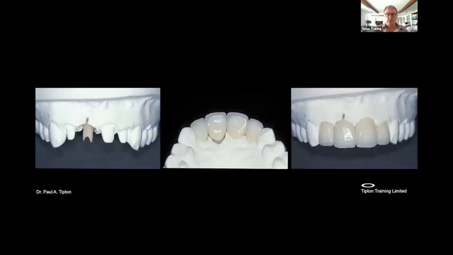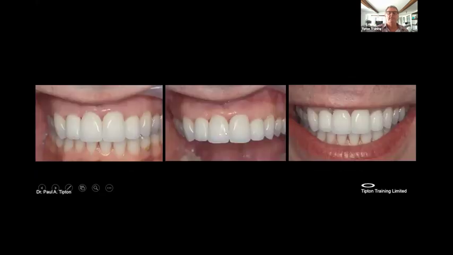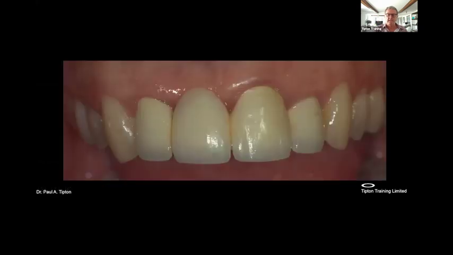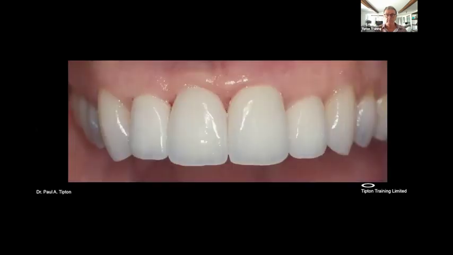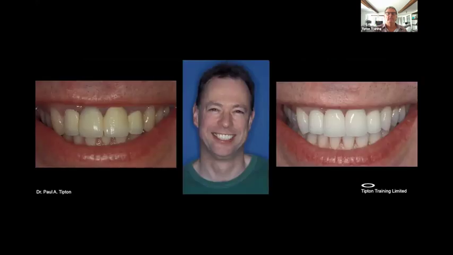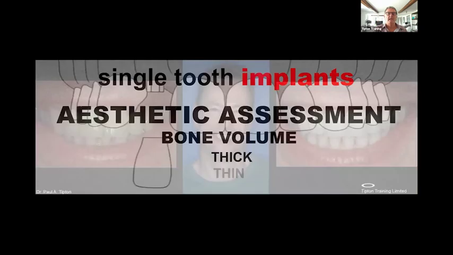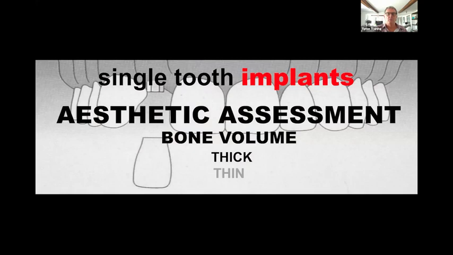If I've got good emergence, then my prototypes, I can copy them. Here's my definitive crowns. And here we are now fitted in the mouth, individual crowns instead of a bridge, gum margin exactly where we want it to be. A really, really nice, aesthetic, predictable case because we've got good bone volume. We understand how to place the implant and our final result. So our problems come when we have bone volume which is now thin.